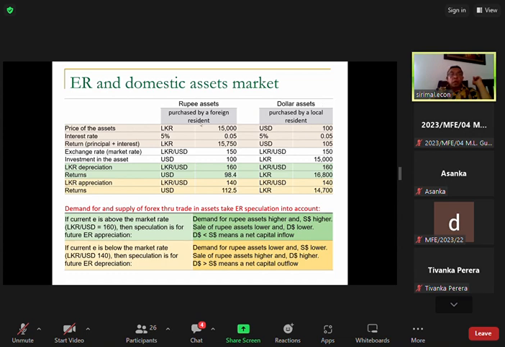Okay, so both are important for our foreign exchange receipts and payments. So let's first look at this one. This is the one which is important for us. Foreigners come in to buy our rupee asset. Suppose that the price of the asset, according to the face value, is 15,000 rupees. And the interest rate, actually the coupon rate, is 5%.